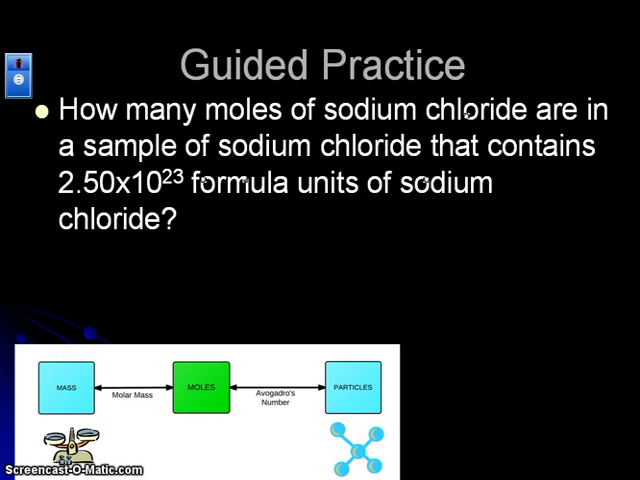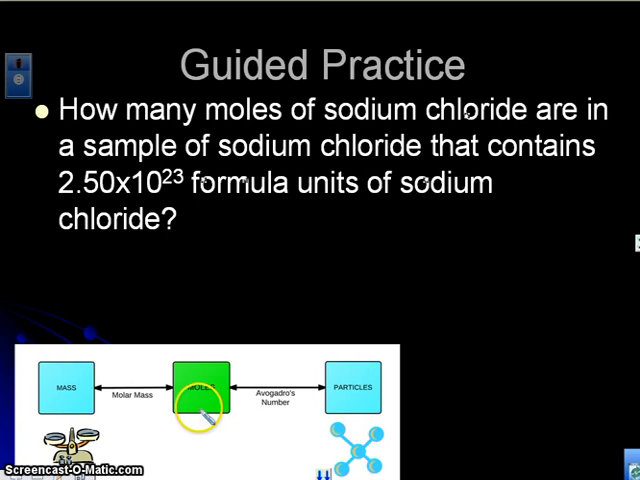In the next problem, we're being given a number of formula units and we're being asked to find a number of moles. Formula units on our flow chart, you'll remember, are particles. They're essentially the same as molecules, but because it is ionic, we can't in good conscience call it a molecule, we call it a formula unit. So let's look at our flow chart. We've got particles or formula units of sodium chloride, and we're being asked to find moles.